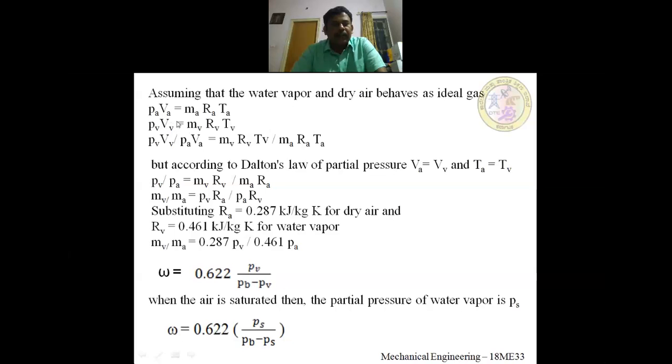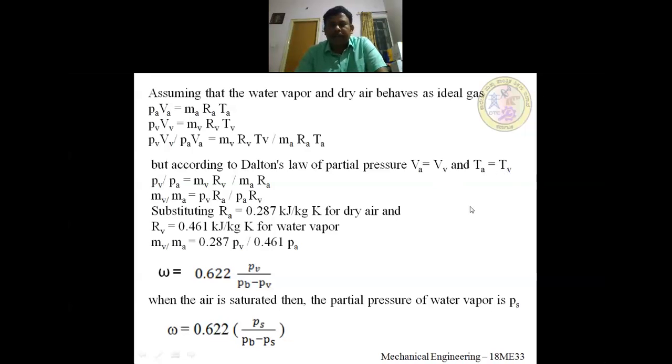I have taken the ratio of these two equations. PVVV by PAVA is equal to mVRVTV, that is for water vapor, divided by mARATA, that is for dry air. But according to Dalton's law of partial pressure, the volume of the dry air is also equal to the volume of the water vapor, as well as the temperature remains the same, that is, temperature of dry air is equal to temperature of water vapor.